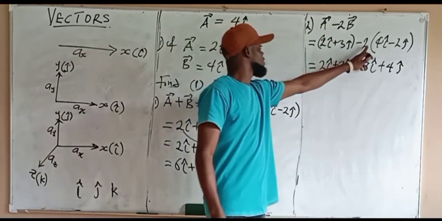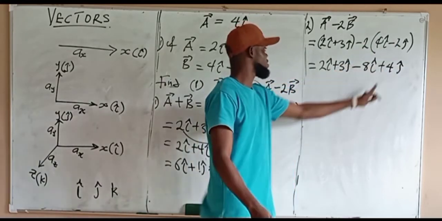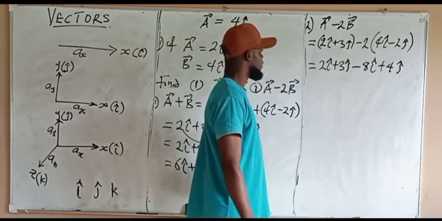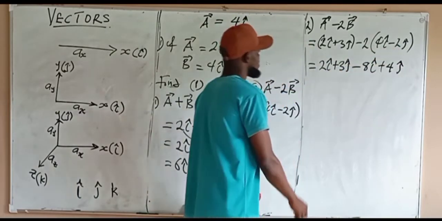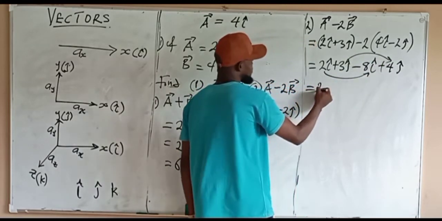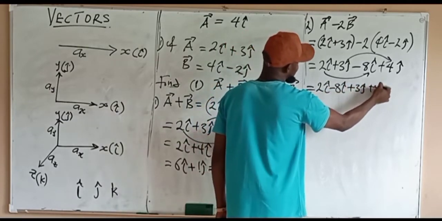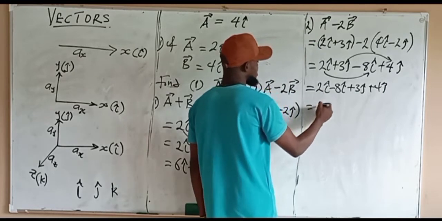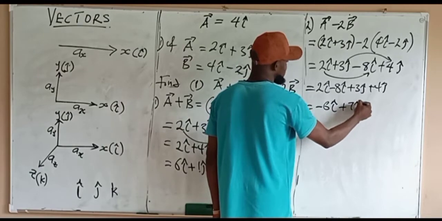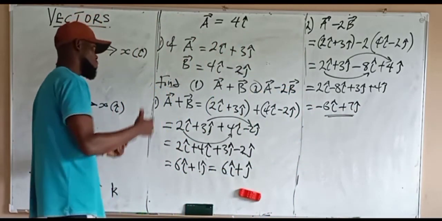So 2 times 4 gives us minus 8I. Then minus times minus gives us plus, and 2 times 2 gives us 4G. Next, add this to this, add this to this. So we will have 2I minus 8I plus 3G plus 4G. So 2 minus 8 gives us minus 6I, and 3 plus 4 gives us plus 7G. This is the answer. This is how we run vector algebra.